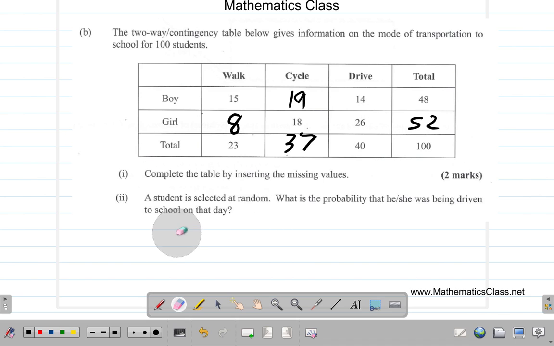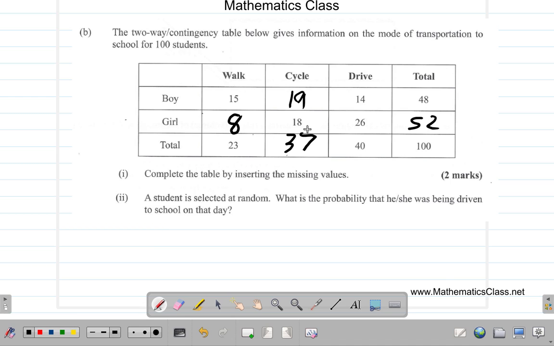Alright. So, the probability that she did not cycle to school. Okay. So, you select somebody. You select a girl. What's the probability that she did not cycle to school? Now, here, the fact that the girl did not cycle to school.